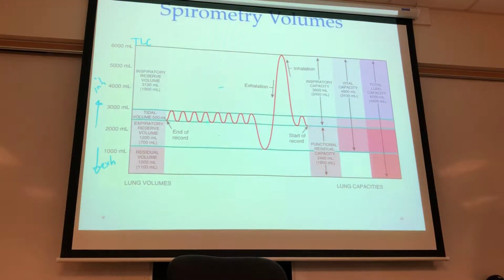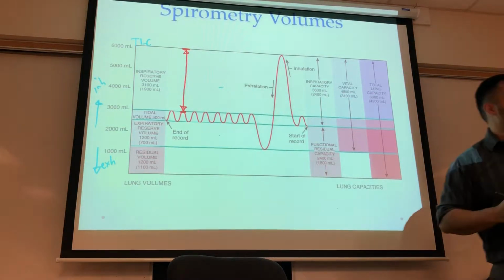From the top of your normal breath, and let me just change the color here because I don't like the color scheme. At the top of your normal breath, that was your normal quiet inhalation. I had you breathe all the way up to the very top. That section from here to here is your inspiratory reserve volume.